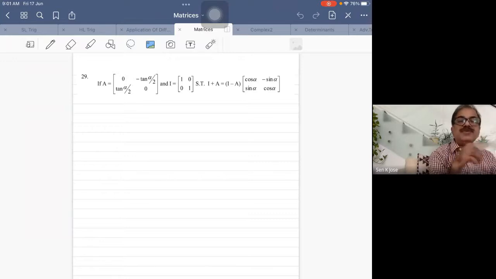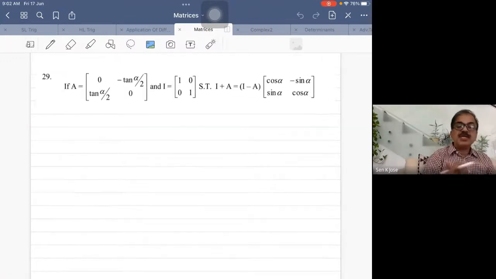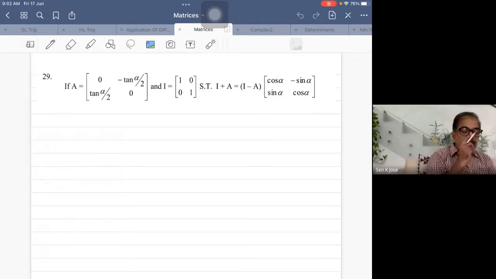This is one question which I skipped from the matrix part of it. So I'm going to go back and do that before we continue with determinants. We started with the determinants last time. This is an important question. A little bit of trigonometric simplification is involved. That's why it is important, not because of the matrix concepts involved in it. So look at this question.